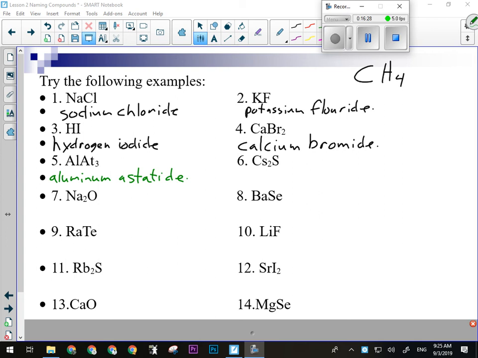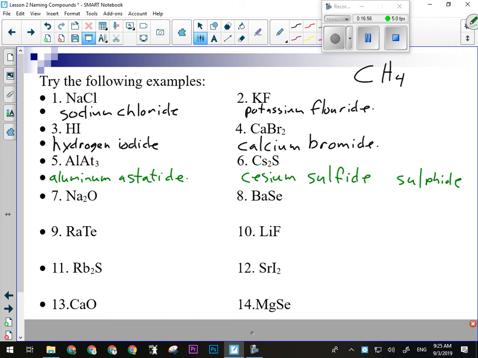Next one here, we've got cesium with sulfur. Does the 2 matter? Not for the name. This is just cesium sulfide. By the way, you can spell sulfide like this or like this, without the capital. Sometimes people spell it P-H-U-R. I'm okay with either.